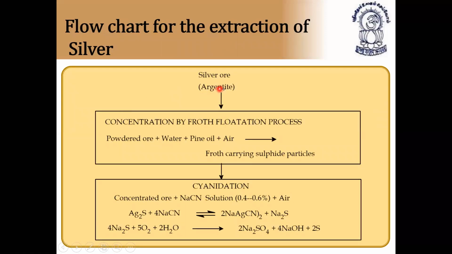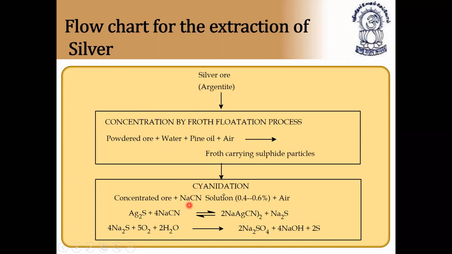Silver or argentite ore is first concentrated by the froth flotation process. The powdered ore along with water plus pine oil plus air forms froth carrying sulfide particles. Next, we have the very, very important leaching process.